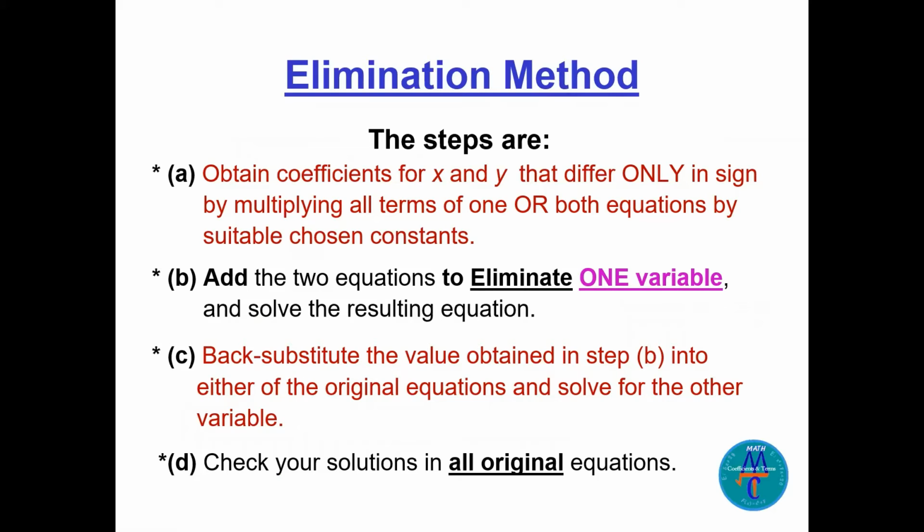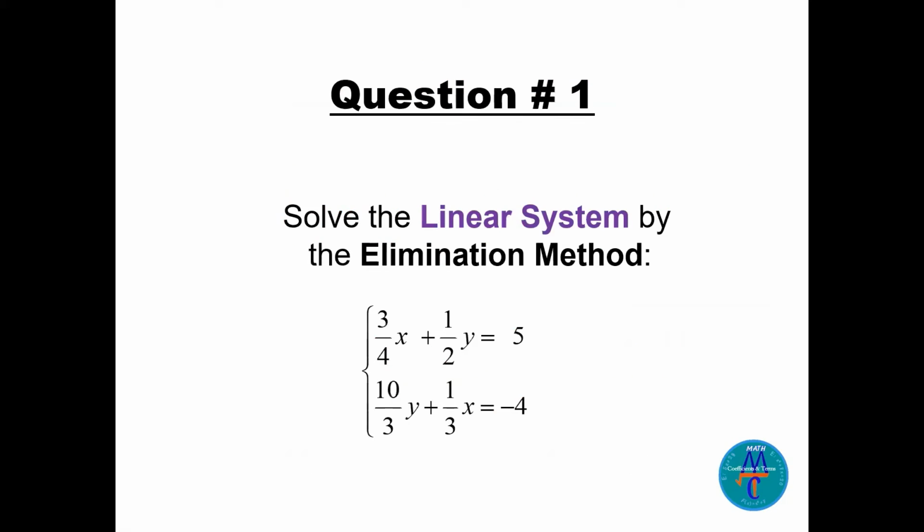Now let's look at two methods here. Elimination. The most important word, the verb, is eliminate. See, we eliminate one variable from the equation. We should have coefficients up and down, either x or y, the same number but with the opposite sign. Let me show you an example. Yes, okay, good. Question number 1, solve the linear system by elimination.